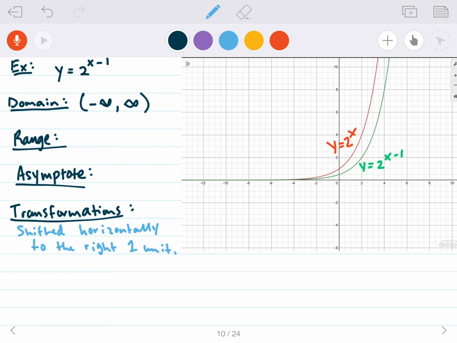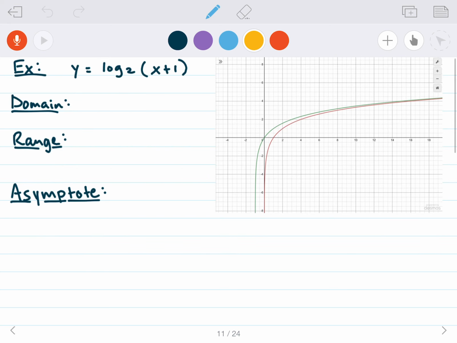Our range is going to start at the horizontal asymptote, and when we shift this exponential left and right, that horizontal asymptote is not going anywhere, right? It's still staying at y equals 0. So the range is going to be starting from y equals 0 all the way to infinity, okay? The asymptote is still at y equals 0. We didn't move the function up and down, so the horizontal asymptote stayed where it is, okay? So that is our first example there.